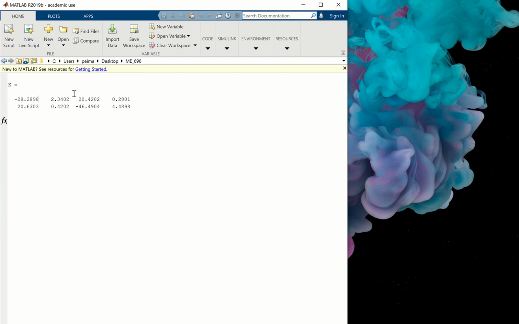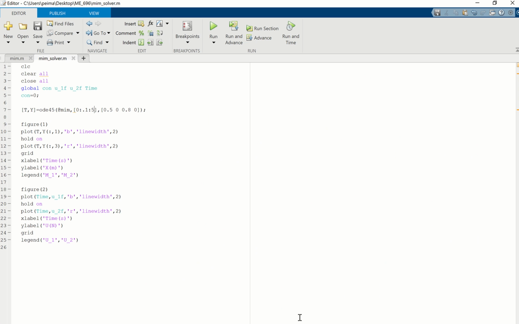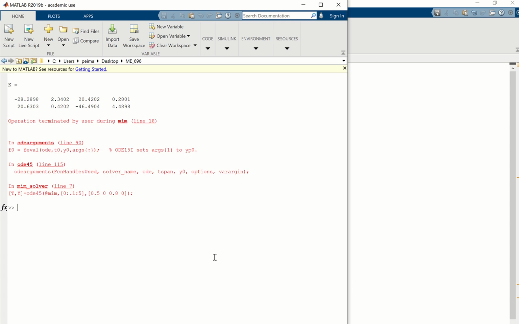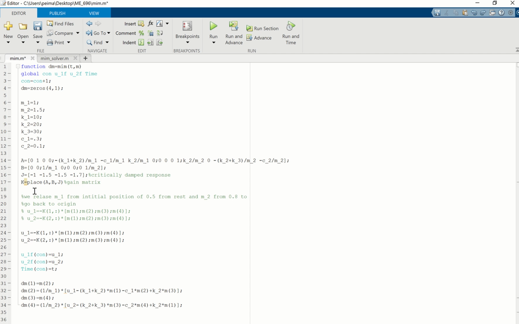And these 4 columns are because of your state variables. That's right, you have 4 state variables. Because of those 4 state variables, you have 4 desirable poles, eigenvalues of the system: 1, 2, 3, 4. That is the order of the system. So let me pause it. Okay, yeah, K is K.